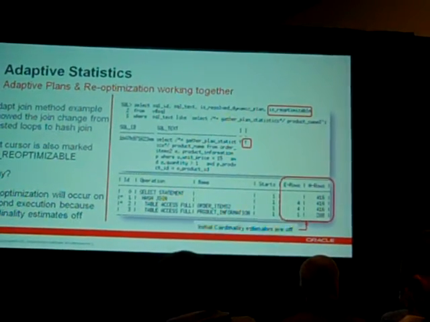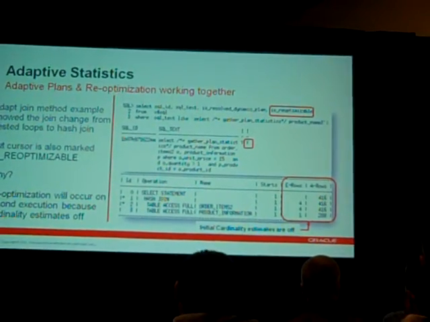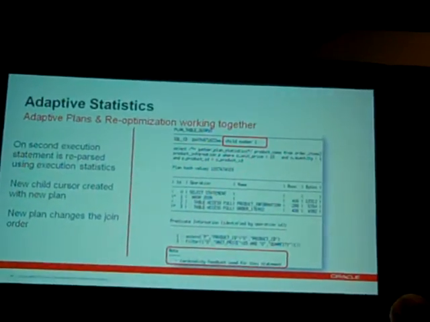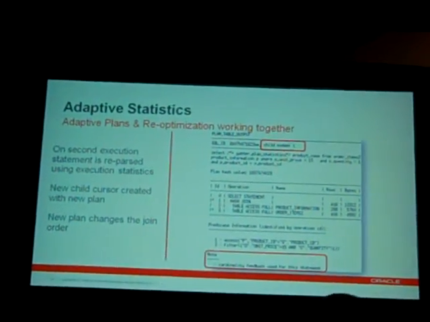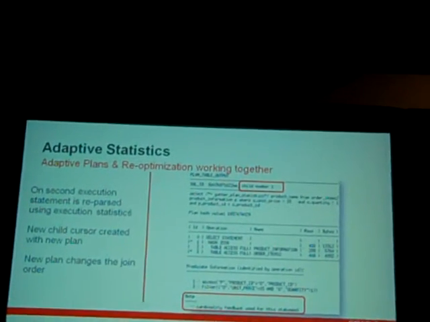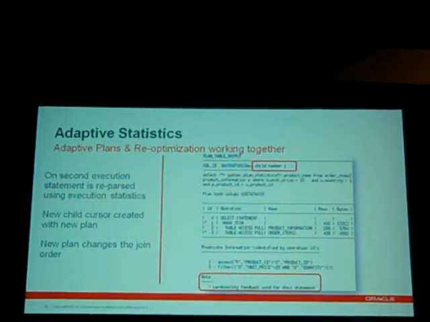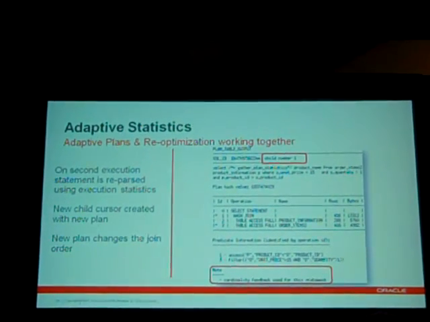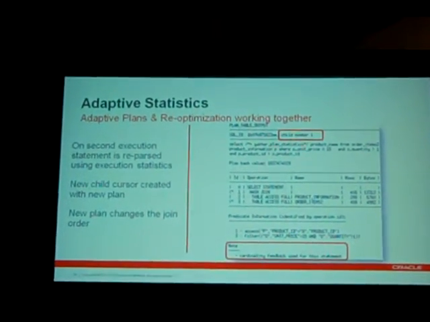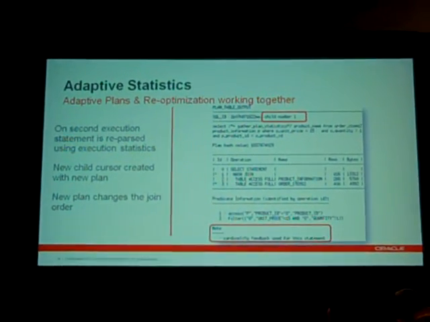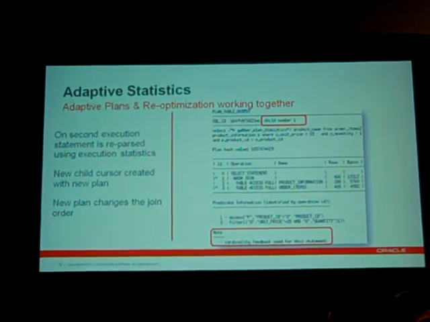So what does that mean? Well, it means that we're going to re-optimize that SQL statement if it's executed a second time. We're going to use those execution statistics to come up with a better plan. And in this case, on the second execution, a new child cursor is created, and we see that not only did we switch to a hash join, we also changed the join order. Something that we couldn't do as part of the dynamic plan, we're able to do with reoptimization. How do I know that I'm using reoptimization? Well, you can see it in the notes section of the execution plan: cardinality feedback was used for this statement.